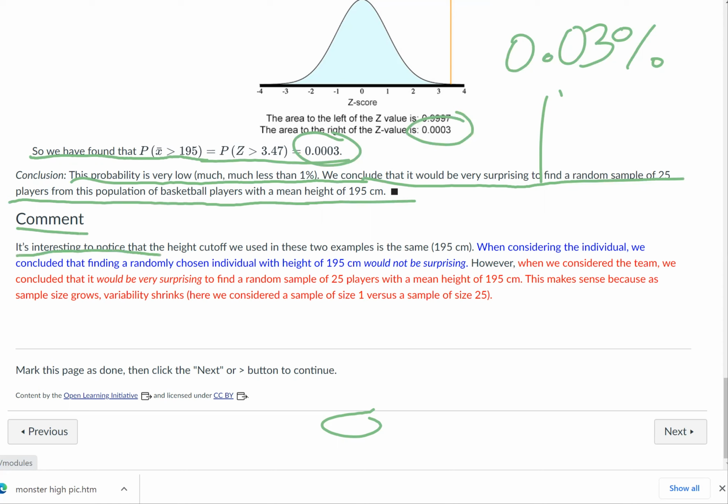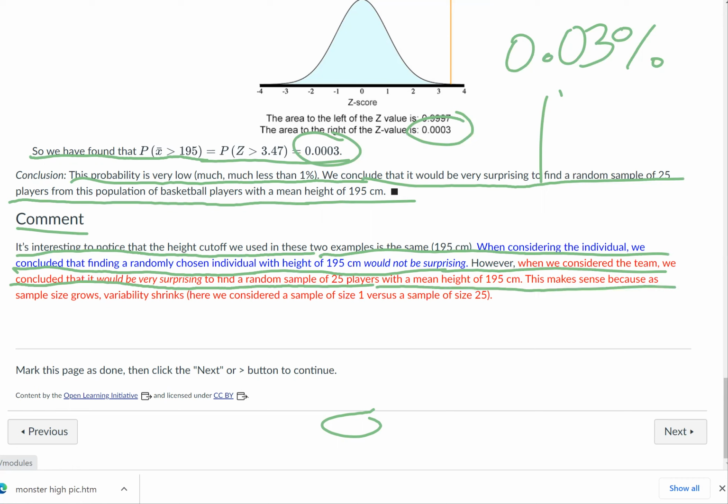It's interesting to notice that the height cutoff we used in these two examples is the same, 195. When considering the individual, we concluded that finding a randomly chosen individual with height of 195 centimeters would not be surprising. However, when we considered the team, we concluded that it would be very surprising to find a random sample of 25 players with a mean height of 195 centimeters. This makes sense because as sample size grows, variability shrinks. Here we considered a sample size of 1 versus a sample size of 25.